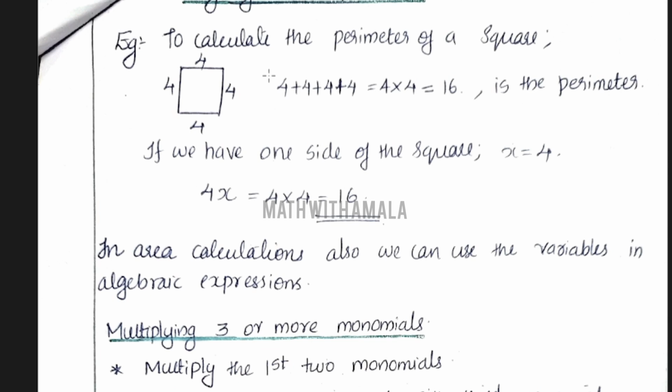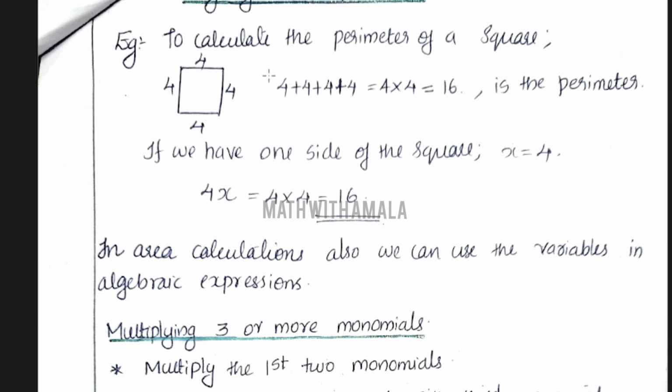Let's take a square of side 4 centimeters or 4 units. Then its perimeter is 16, that is 4 plus 4 plus 4 plus 4. Instead of adding 4 times, you just want to multiply it with a variable, that is 4 into x. That is 4 into 4, which is equal to 16. In area calculations also, we can use variables in algebraic expressions like x square.